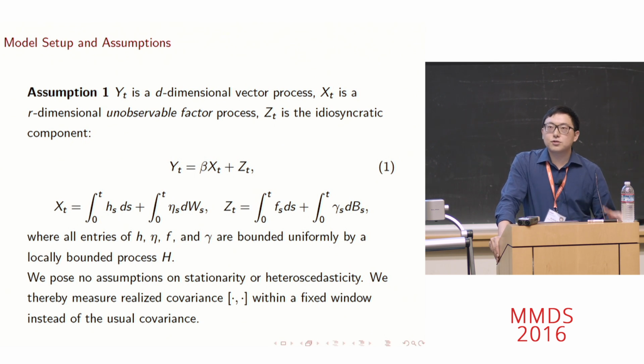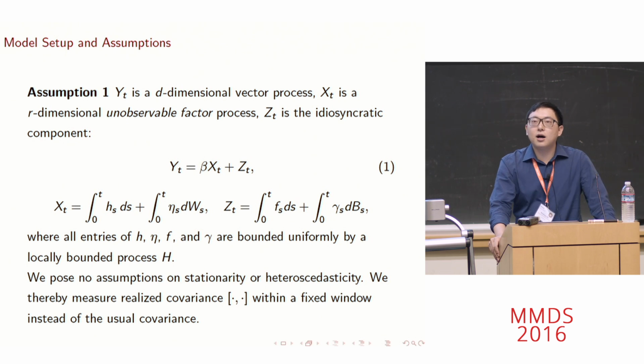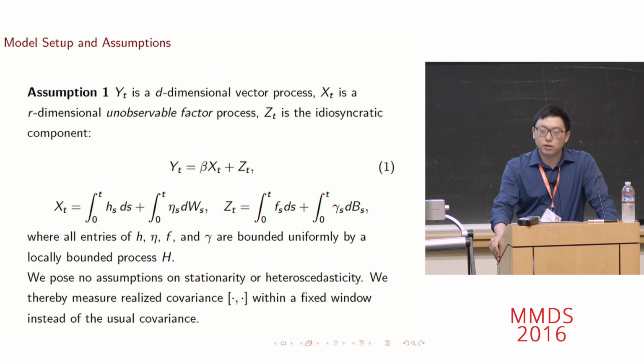So now let's do some mathematics and try to be very general about the asset dynamics. Here we assume that the intraday returns, Y_t, the log returns, can be explained by this linear factor model, where beta is the factor loading, X is the unobserved factors, and Z_t is the residual. Okay, so X_t and Z_t follow a standard Ito semimartingale.